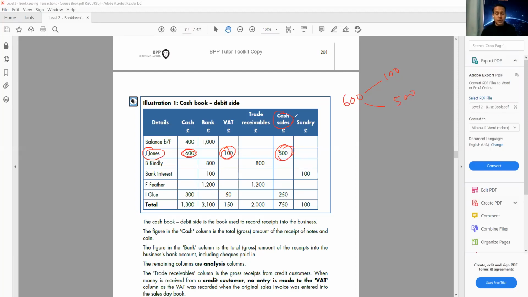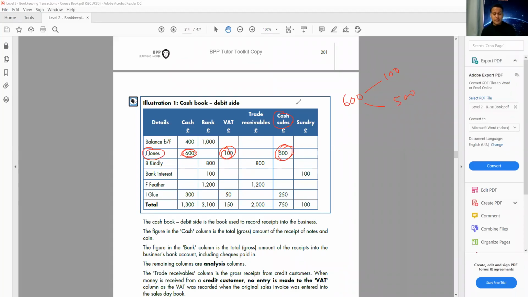Remember that some students get confused. They think if the money comes by cash, this is a cash customer. If the money comes by bank, it's a credit customer. This is not true. The credit customer can pay you cash. On the other hand, the cash customer can pay you by bank.